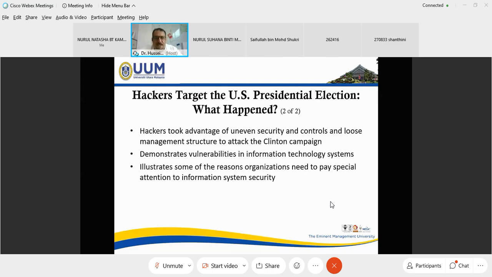So what will happen here? Hackers took advantage of weak security and control and launch management structure to attack the Clinton campaign. This demonstrates vulnerabilities in information technology systems. It illustrates some of the reasons organizations need to pay special attention to information system security. Because with security, you can damage everything.